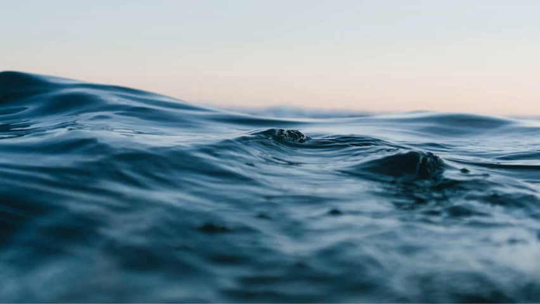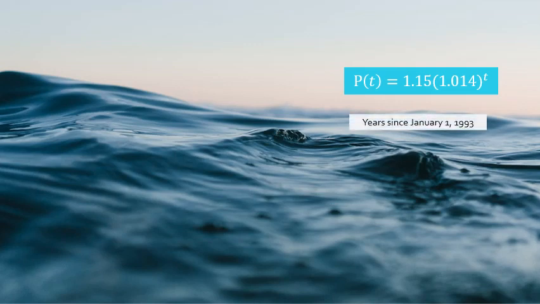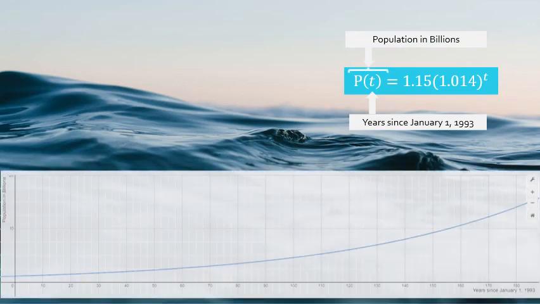Let's assume that the function p of t is equal to 1.15 times 1.014 to the t power, where t is equal to the number of years after January 1st, 1993, will give you the population of China. So right off the bat, you can see that this equation is modeling exponential growth. If we plug it into Desmos, you can see visually how the rate of change is accelerating over time.